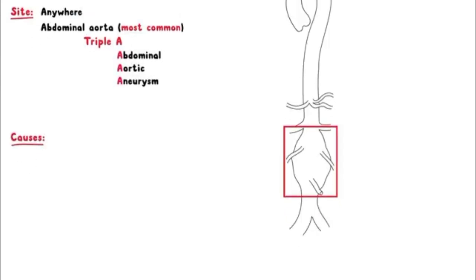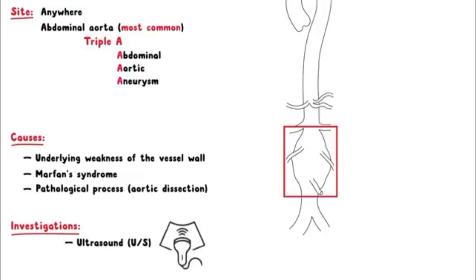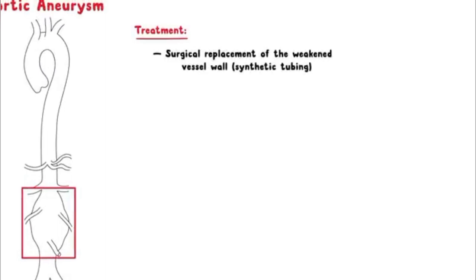Aortic aneurysms can arise because of an underlying weakness of the vessel walls, such as in Marfan syndrome, or they can be due to pathological processes, such as an aortic dissection. An ultrasound is used for diagnosis, and treatment involves surgical replacement of the weakened vessel wall with a piece of synthetic tubing.